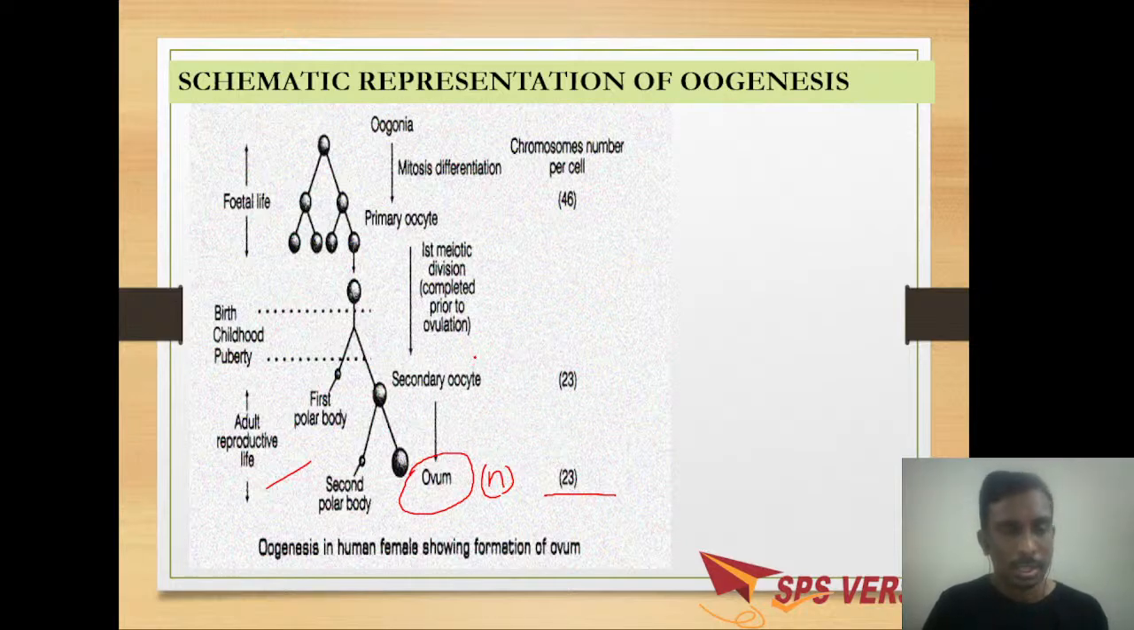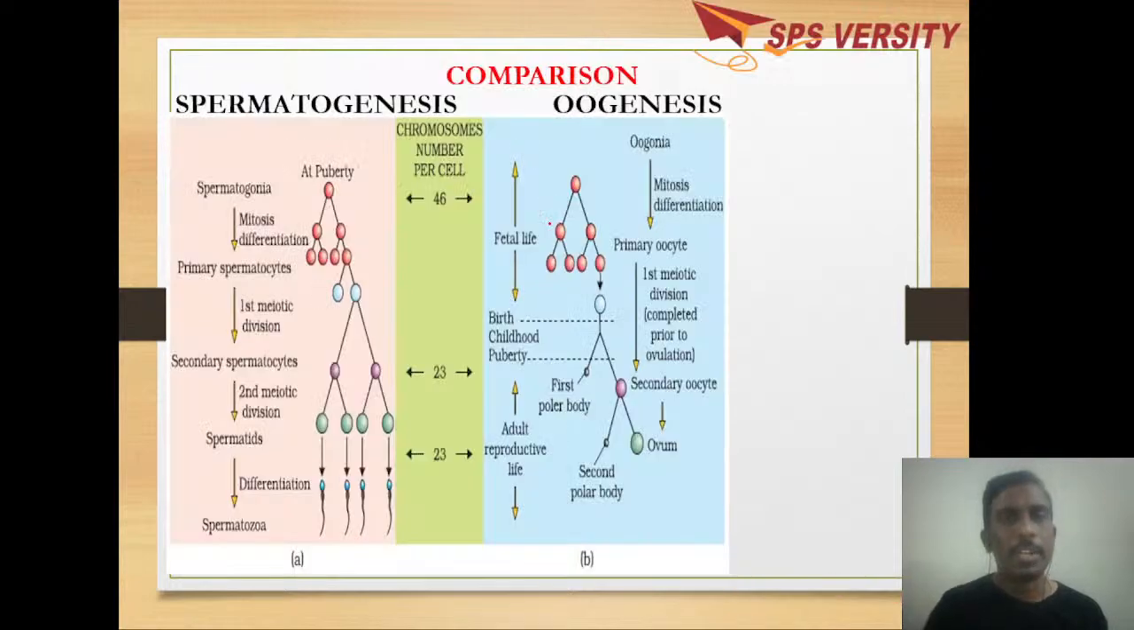So here we have discussed the formation of male gametes, the sperm, by spermatogenesis, and the formation of the female gamete, the ovum, by oogenesis. Now there is a comparison between spermatogenesis and oogenesis.